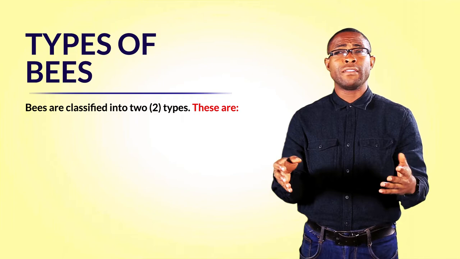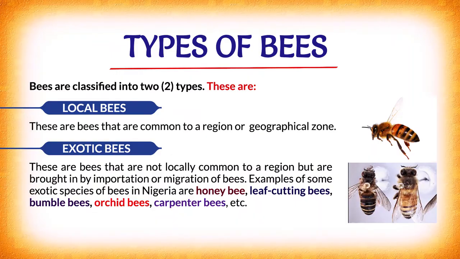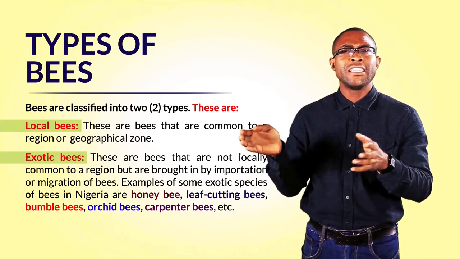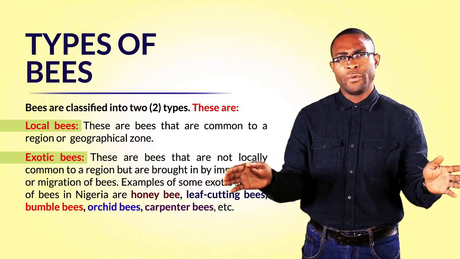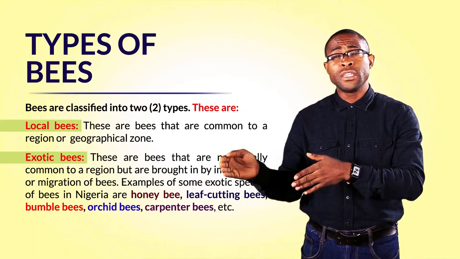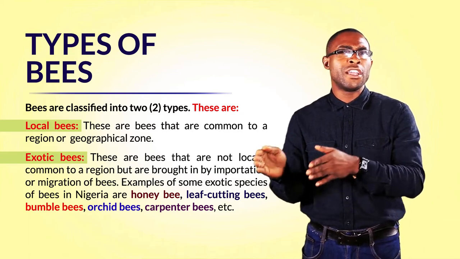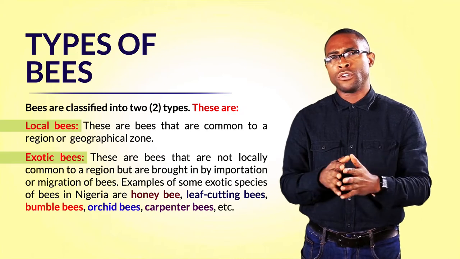Now, bees are classified based on their location. So we have two classes of bees. We have the local bees and the exotic breeds. The local bees are those you can find naturally around your location or region. You don't need to bring them from one region to another. While the exotic breeds of bees are those that are imported into a new geographical area. So you could have a farmer bringing in bees from country A into country B. Now, those bees are exotic bees because they were brought into a new geographical area.